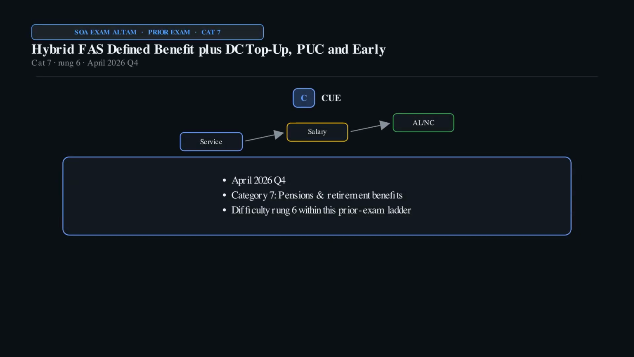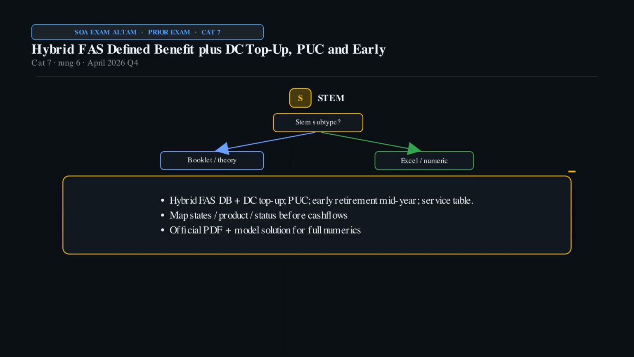April 2026 Question 4. This sits in Category 7, Pensions and Retirement Benefits, difficulty rung 6 on the prior exam ladder. Recognition Q, DC Fund or DBAL/NC with TUC/PUC and overlays. STEM focus, hybrid FAS DB plus DC top-up, PUC, early retirement mid-year, service table.